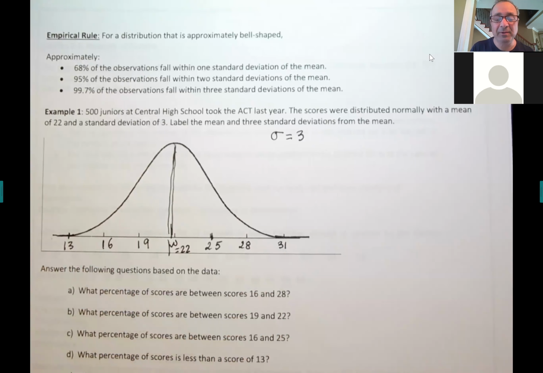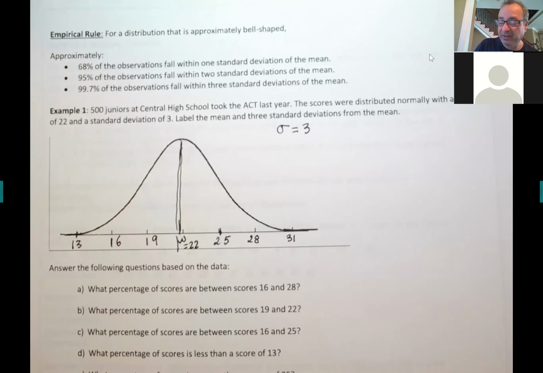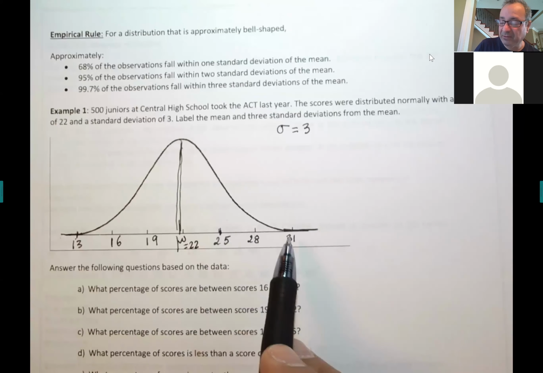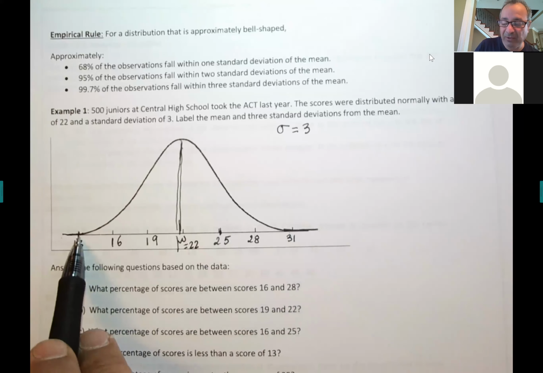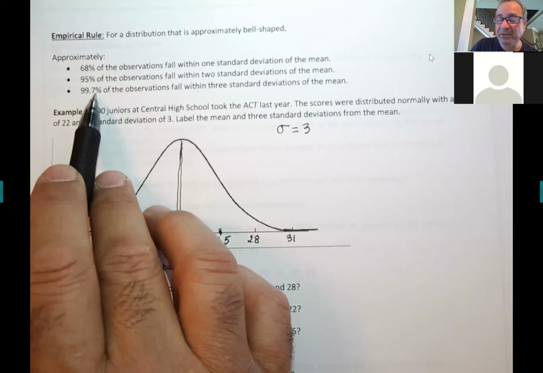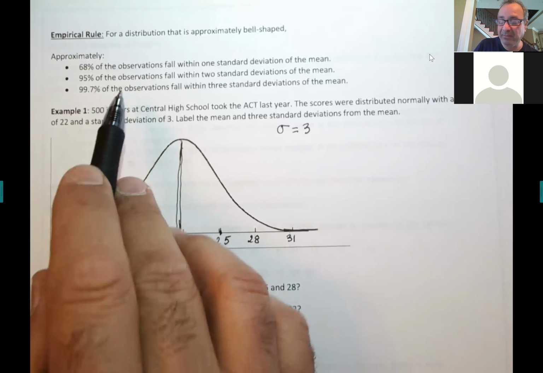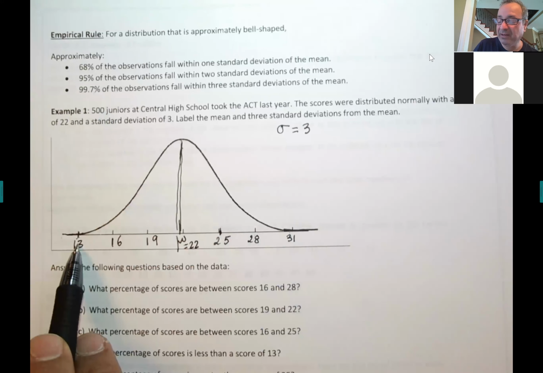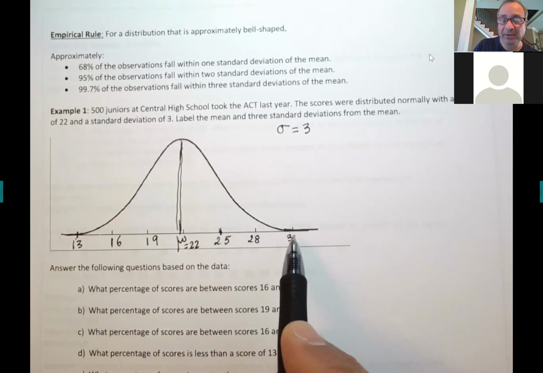Okay, let me tell you what statisticians found out from experiments when you have a bell-shaped curve. Do you think from 13 to 31 would cover very much of the graph? It looks like it does cover very much of the graph, but guys, it's not 100%. It's 99.7%. So 99.7% of the scores lie between as low as 13 and as high as 31. This is the first observation that statisticians made.